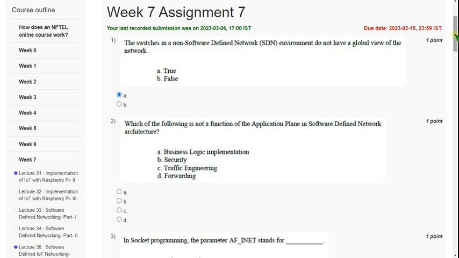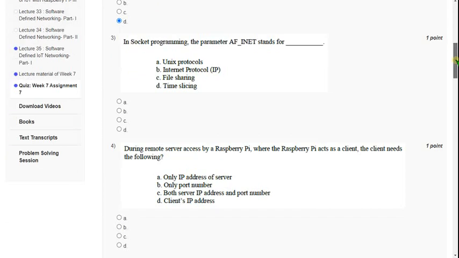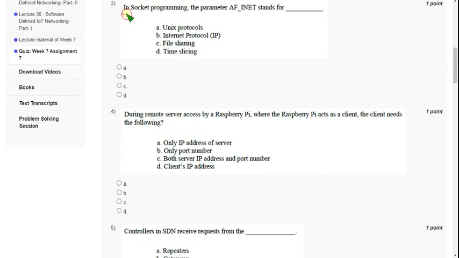Moving on to the second question. Which of the following is not a function of application plane in SDN architecture? So for the second question, the answer is option D, forwarding. So mark option D. Moving on to the third one. In socket programming, the parameter AF_INET stands for. So for the third question, the answer is option B, Internet Protocol. So mark option B.